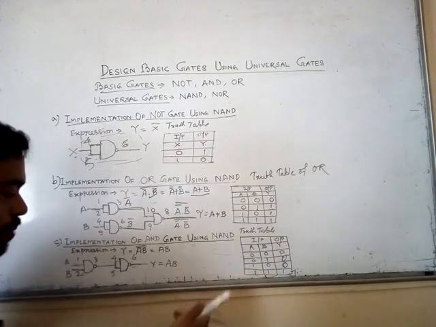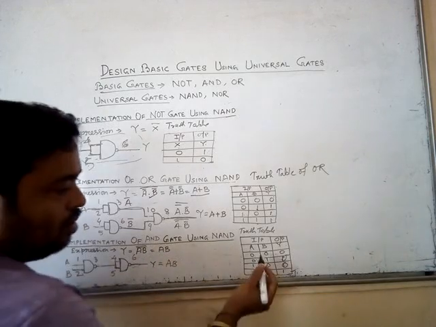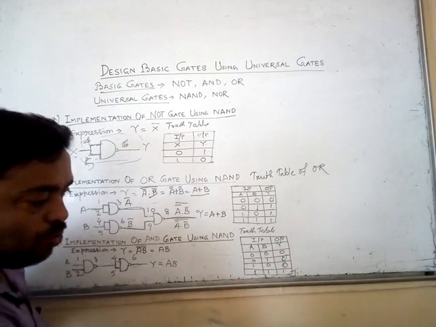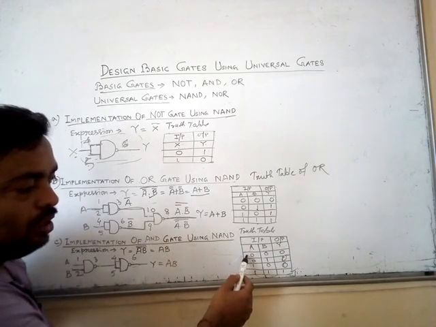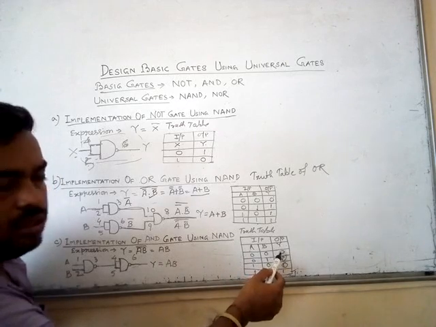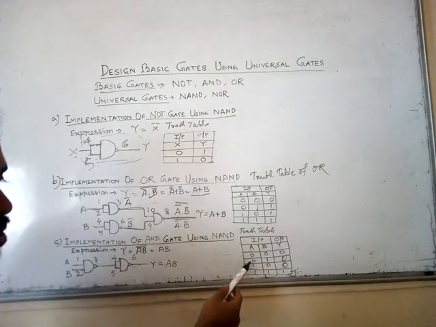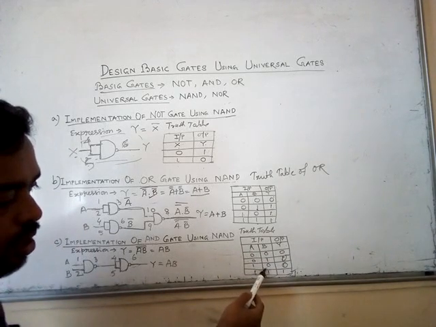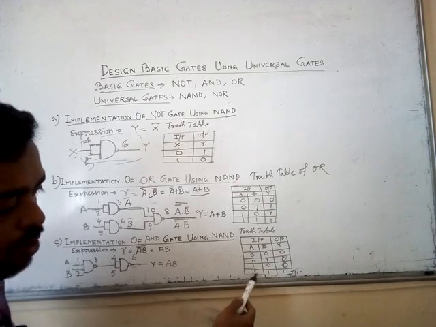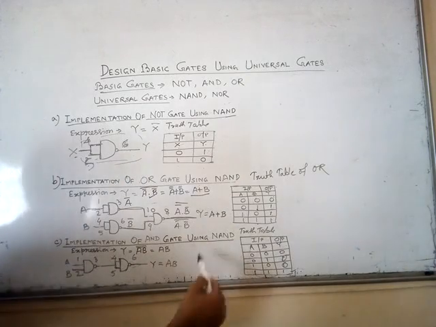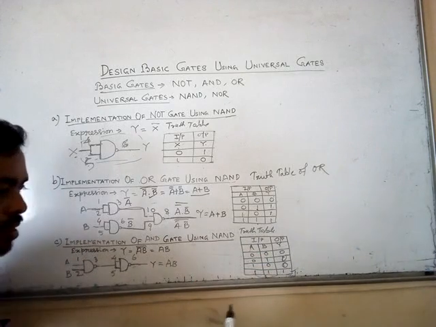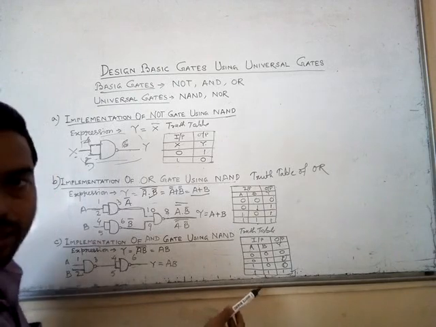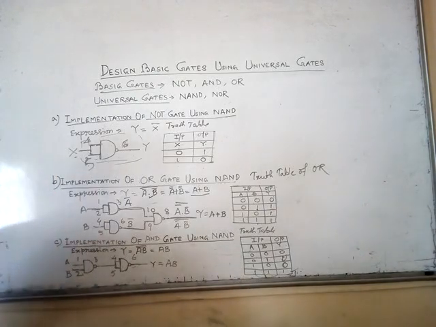And this is the truth table of the AND gate. So we can see A and B are the inputs and Y is the output. If we give input 0, 0, then output is 0. If we give 0, 1, output is 0. If we give 1, 0, output is 0. And if we give 1, 1, output is 1. So what we learn from this truth table is that in the AND truth table, if we give all inputs high, then the output will be high. Otherwise, it is 0.